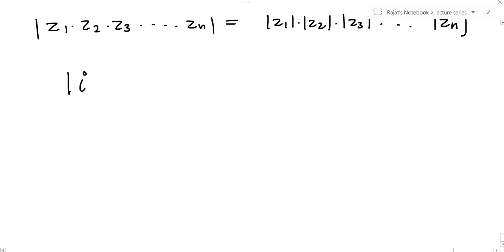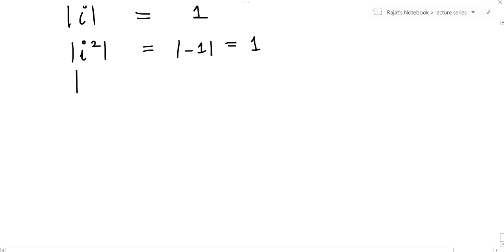If I ask you what will be mod of i, so mod of i is equal to 1. Magnitude of i is equal to 1. So what will be mod of i square? We know i square is equal to minus 1. So this is mod of minus 1, which is equal to 1.